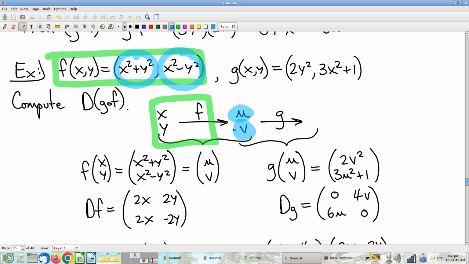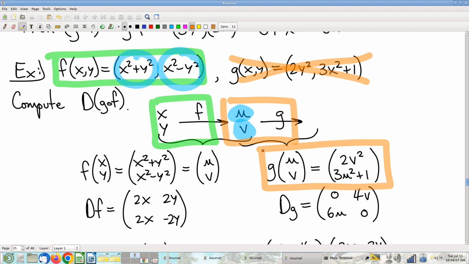And well, once I've decided to call them U and V, well, that means that when I write G as a function, well, I'd better not write it in terms of X and Y. Oh my God, confusion of variables. I'd better just rewrite it in terms of U and V. Nothing happened. It's the exact same function G, just using different dummy variables to avoid an obvious, ridiculous circumstance confusing my variables. Is that cool? Okay.